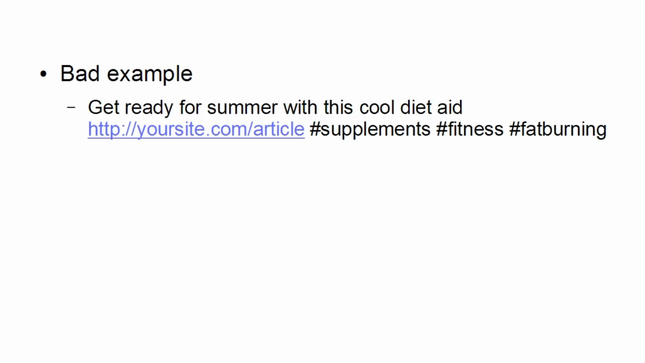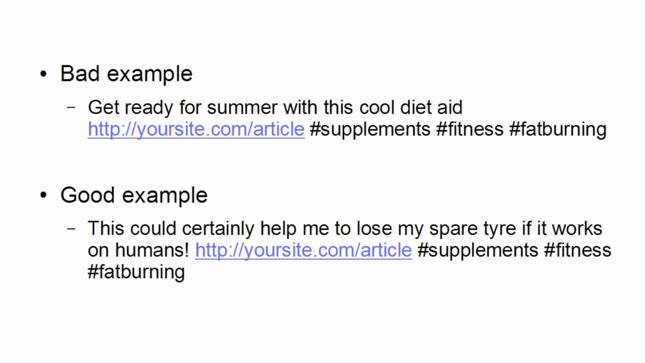So how can you change that? Well, let's take a look at this other example here. You could tweet something like, "This could certainly help me lose my spare tire if this works on humans." And then the URL, #supplements, #fitness, #fatburning. Well, that invokes people's curiosity. People are going to think, if what works on humans? And they might be more inclined to click the article link just out of curiosity, and then they can read the article, and it should be an informative article, not a sales page, and then they may well buy the affiliate product.